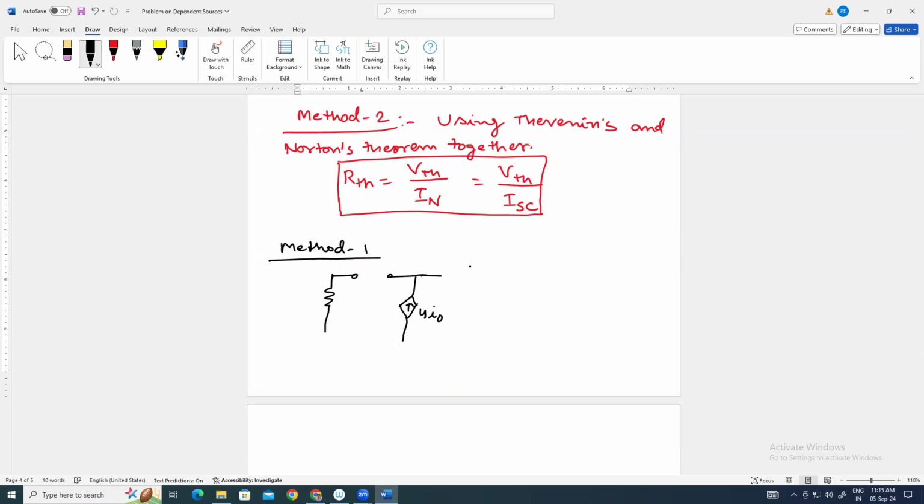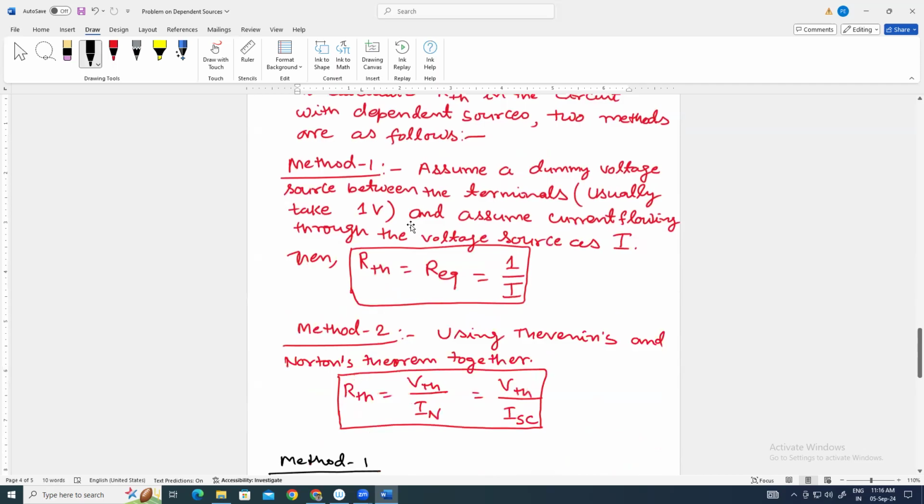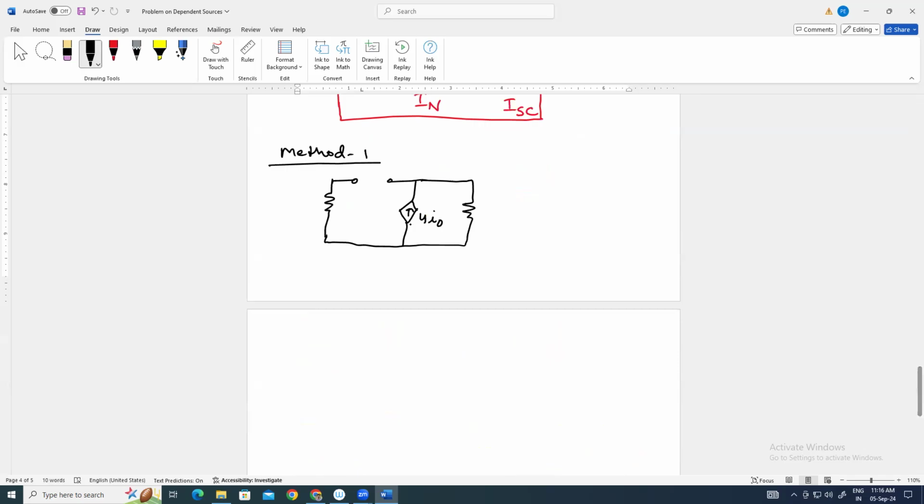For I naught, 40 ohm, 20 ohm here, 4 I naught, AB. And we will assume a dummy voltage source here. We can take any direction, plus, minus. If we are taking plus, minus, so the current will flow in this direction, I naught.